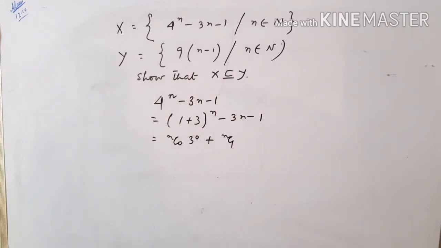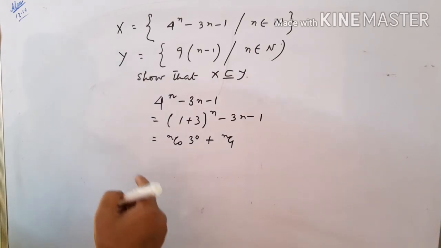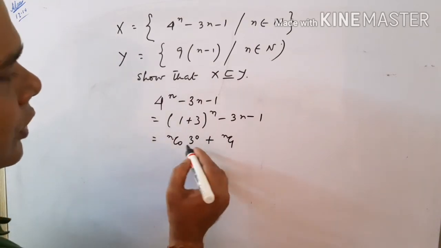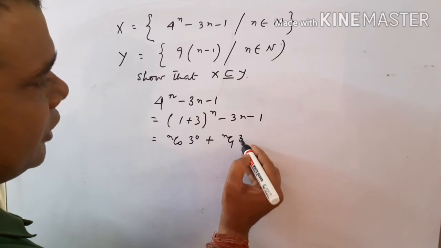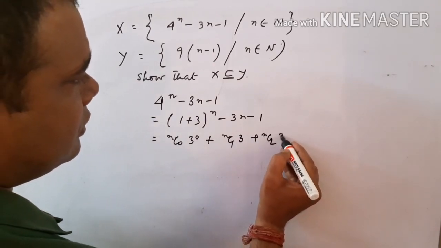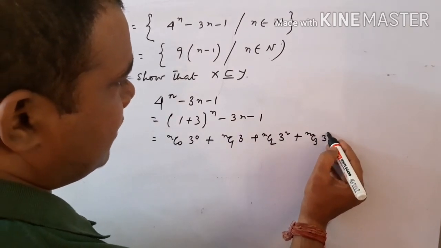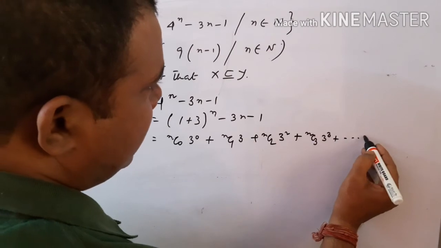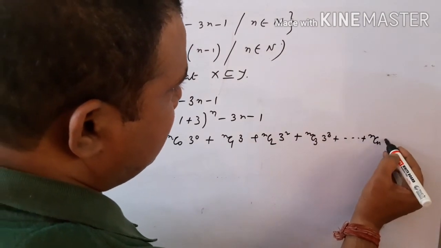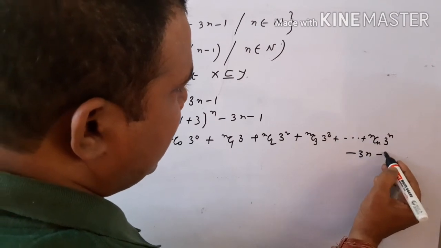So we know that whatever may be the power of 1, the value is always 1, so we are not writing 1 to the power something. So 3 to the power 0, in the next term it will be 3 to the power 1. Then nC2 3 to the power 2. Then nC3 3 to the power 3. In this way it goes up to nCn 3 to the power n, minus 3n minus 1.